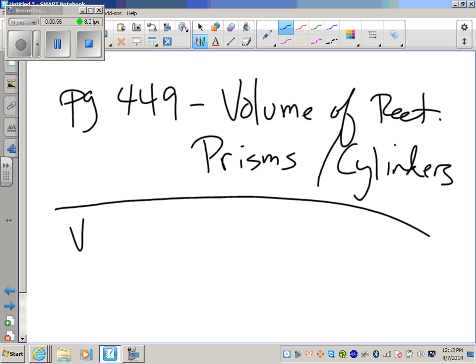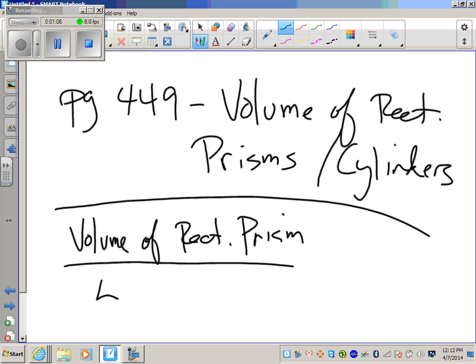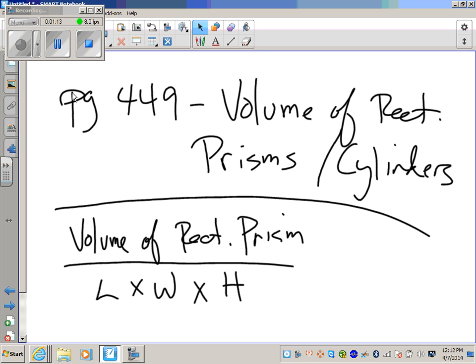The formula for volume of a rectangular prism is quite simply length times width times height. Nothing fancy. You've got a length, a width, and a height. Okay? And that's what you're going to multiply to find the volume.